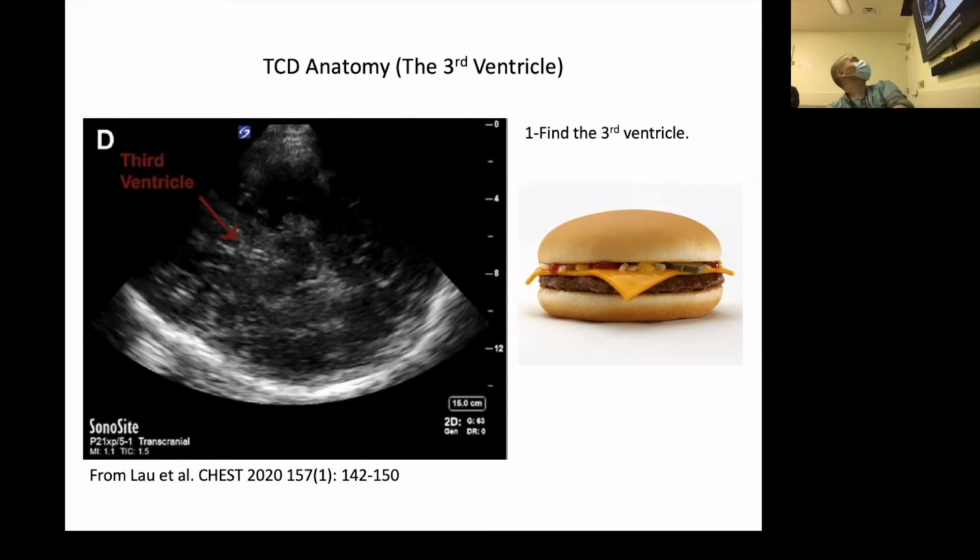It looks like a cheeseburger, and that's important because that is directly midline, and again, that's exactly where your circle of Willis is going to sit. So you're in the sweet spot before you even turn on your color Doppler to say, okay, I know I'm going to find some kind of vessel here that I can insonate and interrogate.